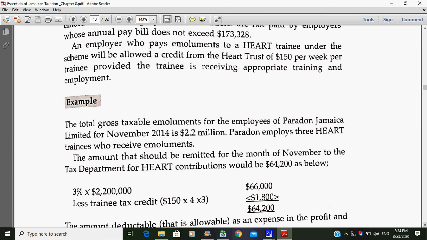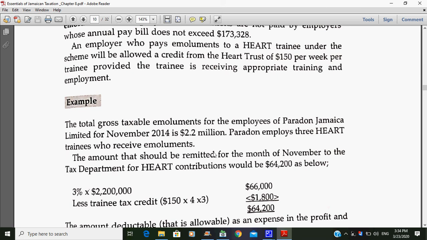Example: total gross taxable emoluments for employees of Pardon Jamaica Limited for November 2014 is 2.2 million. That is gross taxable emoluments for employees, right? Pardon employs 3 HEART trainees who receive emoluments. The amount that should be remitted for the month of November to the tax department for HEART contributions would be 64,200.